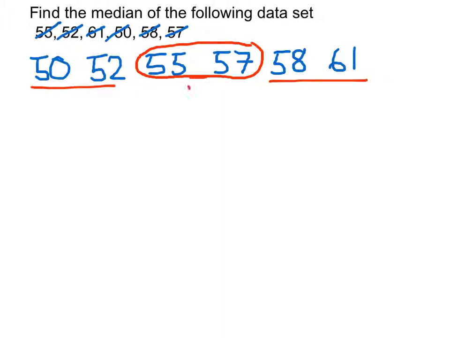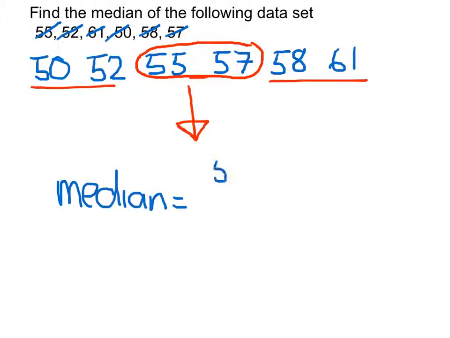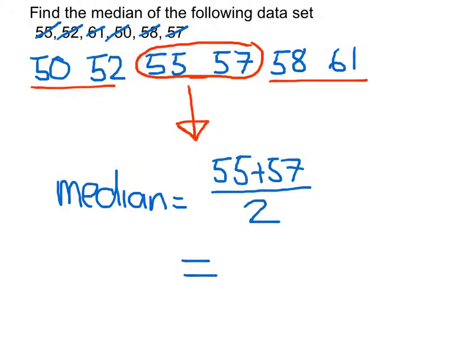So now that we've picked these 2, what do we do with them? Well, we add them together. So to find the median, we add them together and divide by 2. What that actually does is give you a value that's right in the middle of 55 and 57.